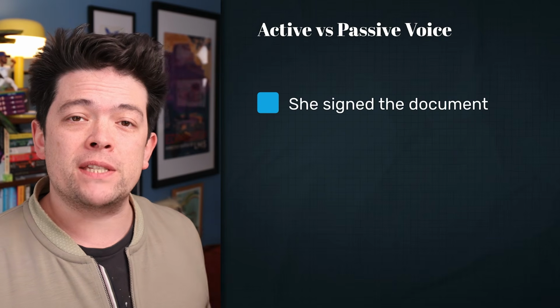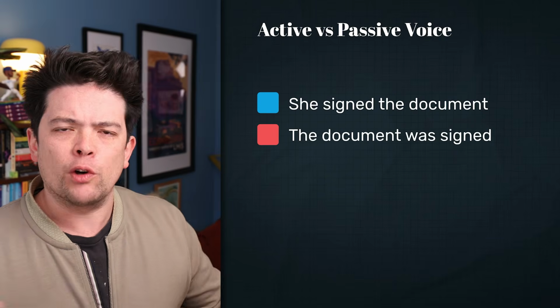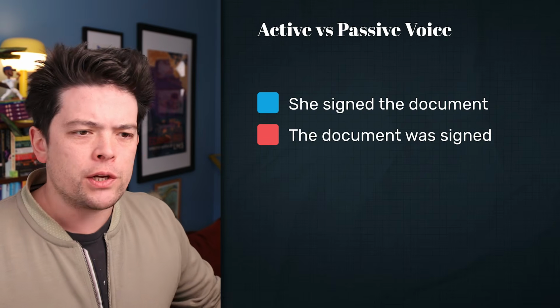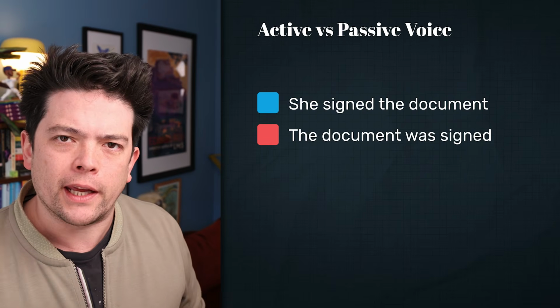The same with this. She signed the document, or passively, the document was signed. The document was signed by whom? Who's in charge here? Who had the power to do the signing? The passive construction collapses all the drama out of this moment. On top of that, passive voice often focuses on the end state of things, when very often the action, the active voice, is the thing that is actually most interesting.